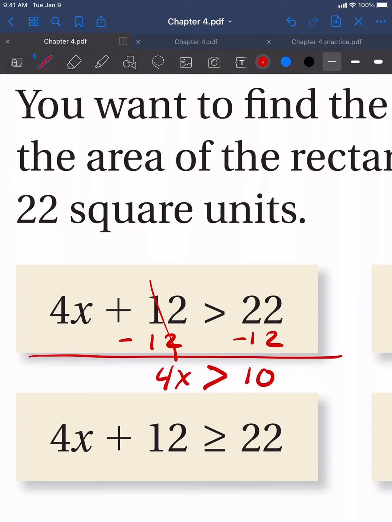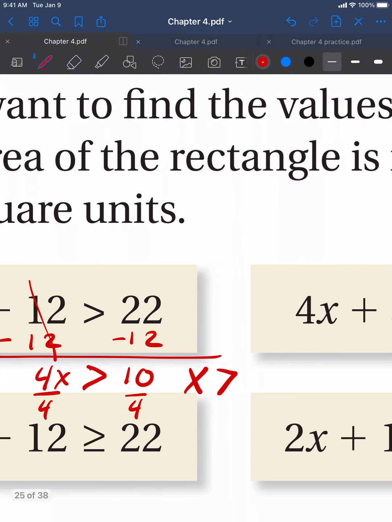Now, how do I get rid of what's going on around x? Divide by 4 to both sides? Now, 10 divided by 4, is that a very nice number? No, but what is it? 2.5. Yeah, which is nicer than 10/4, agreed? 2.5? Yeah. I can write it just like that.